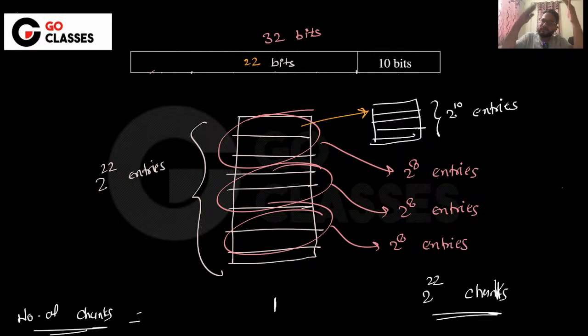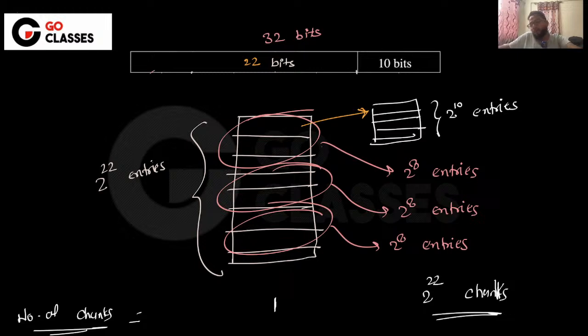If I just divide this page table in such a way that each one is having 2 power 8 entries, okay? I hope that is clear, right? Now one thing, tell me, at this level how many entries did I have in total? 2 power 22 entries. I am just dividing it. Will this division reduce the number of entries here, or will it remain the same? I had 2 power 22 entries here, right?